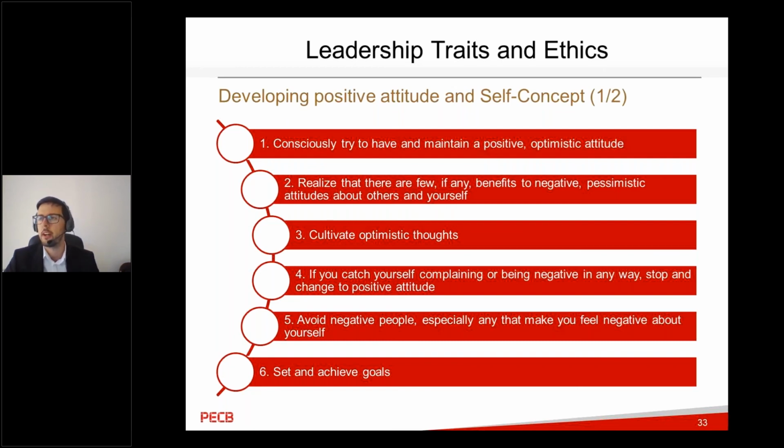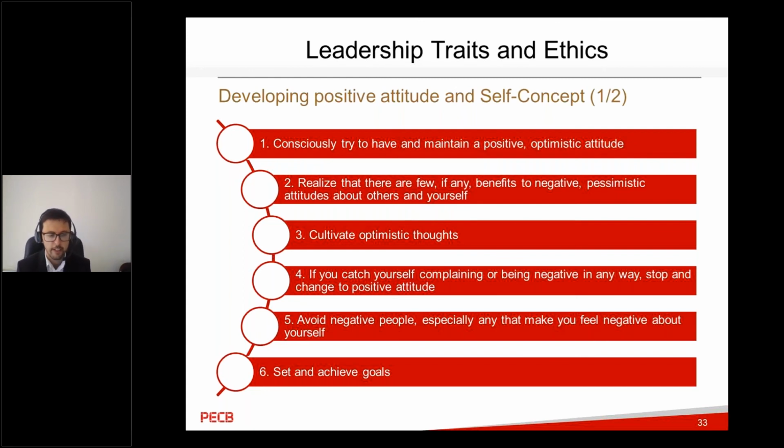Initially, we should try to consciously have and maintain a positive and optimistic attitude. If you don't have a positive attitude, it may be because of your unconscious thought or behavior. So only with conscious effort can you improve your self-concept. You ought to also realize that there are few, if any, benefits to negative, pessimistic attitudes about others and yourself. Think about it: when was the last time that holding a grudge, worrying, or being angry has ever helped to solve an issue? Instead of that, try to cultivate optimistic thoughts.